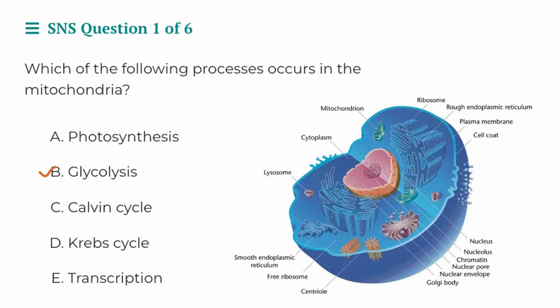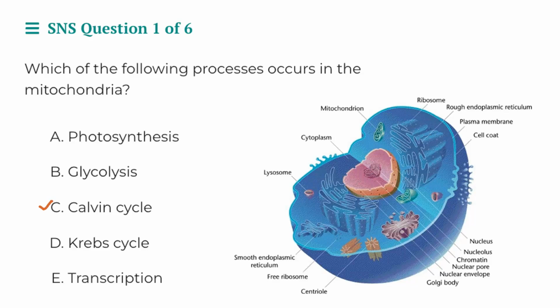Then we have glycolysis. Now, glycolysis is more closely related to the mitochondria, but glycolysis does not actually occur within the mitochondria. Glycolysis is the process that occurs outside of the mitochondria in the cell cytoplasm, and the products of glycolysis are what will enter mitochondria to continue the cellular respiration process. So therefore, B, glycolysis, is not the correct answer.